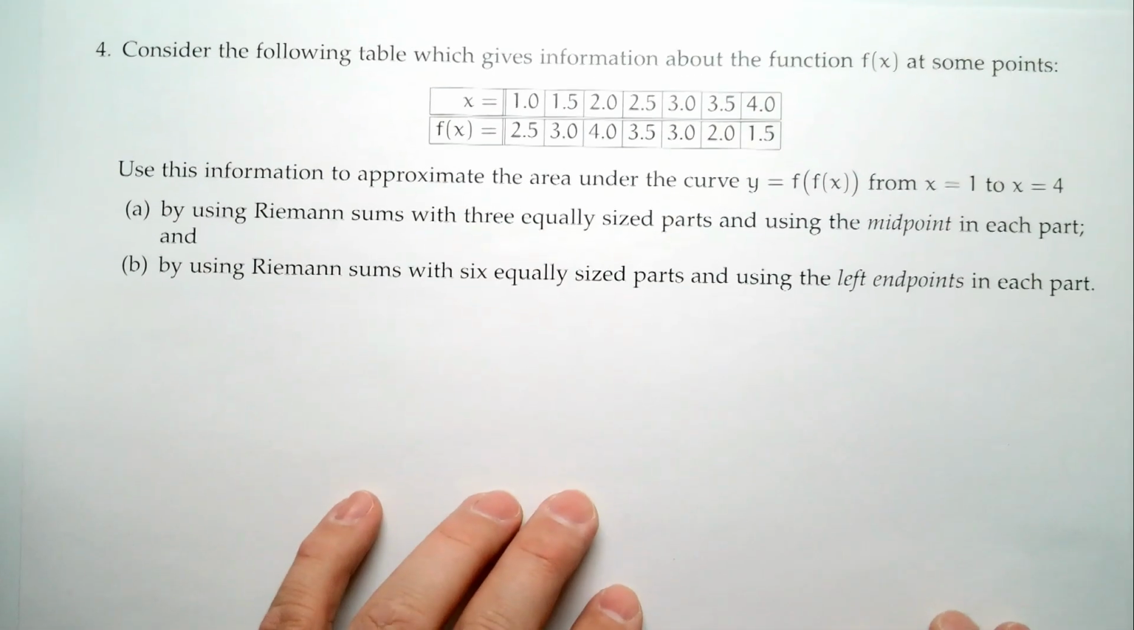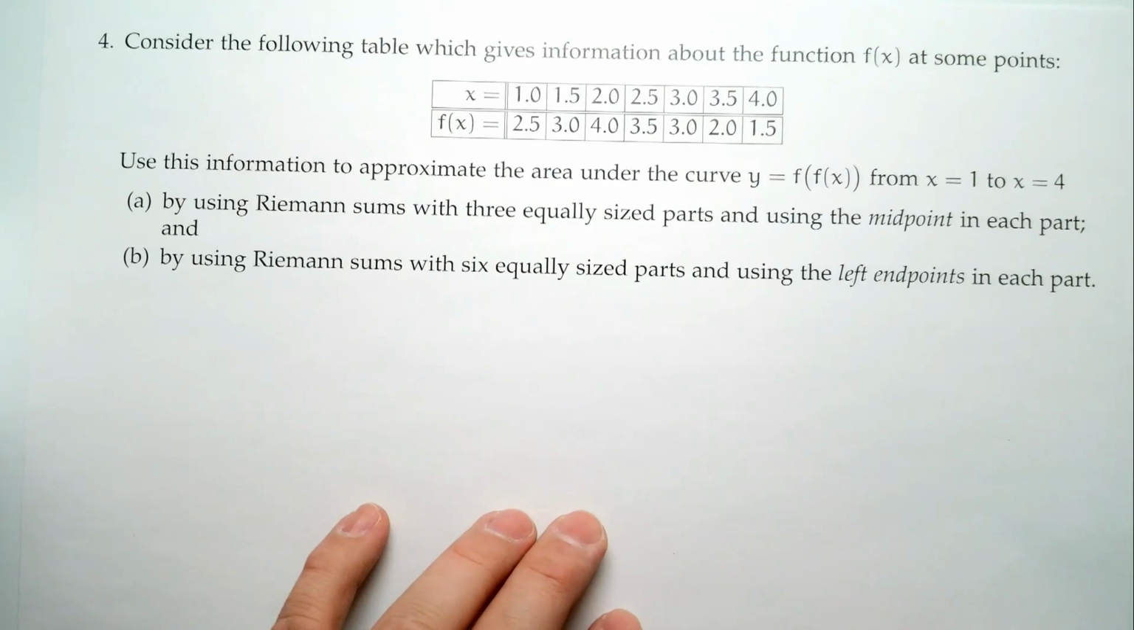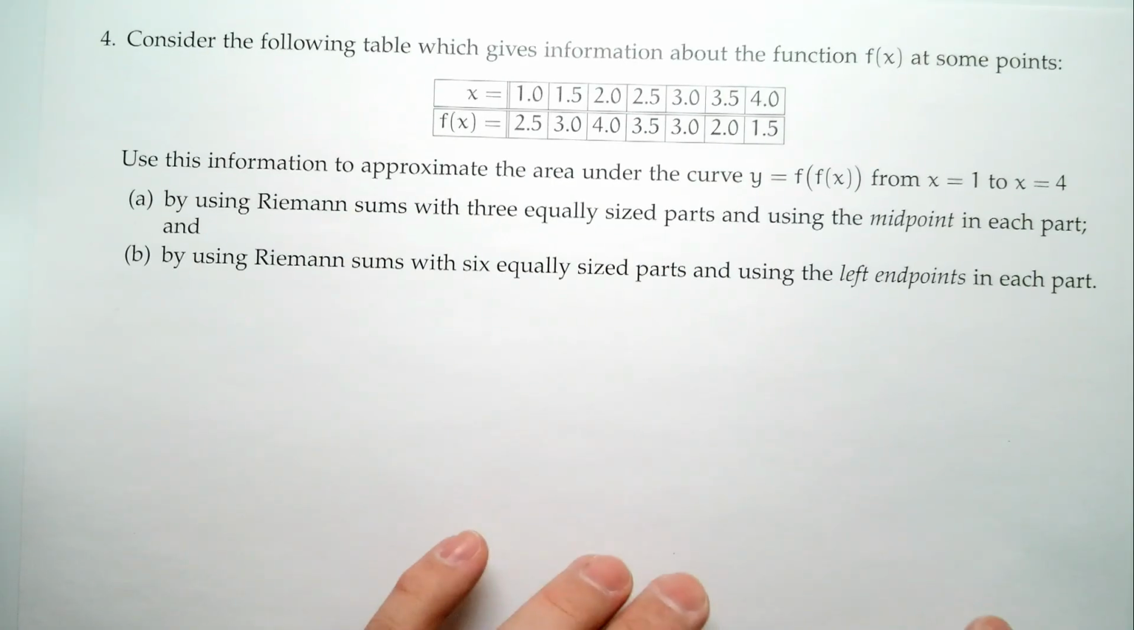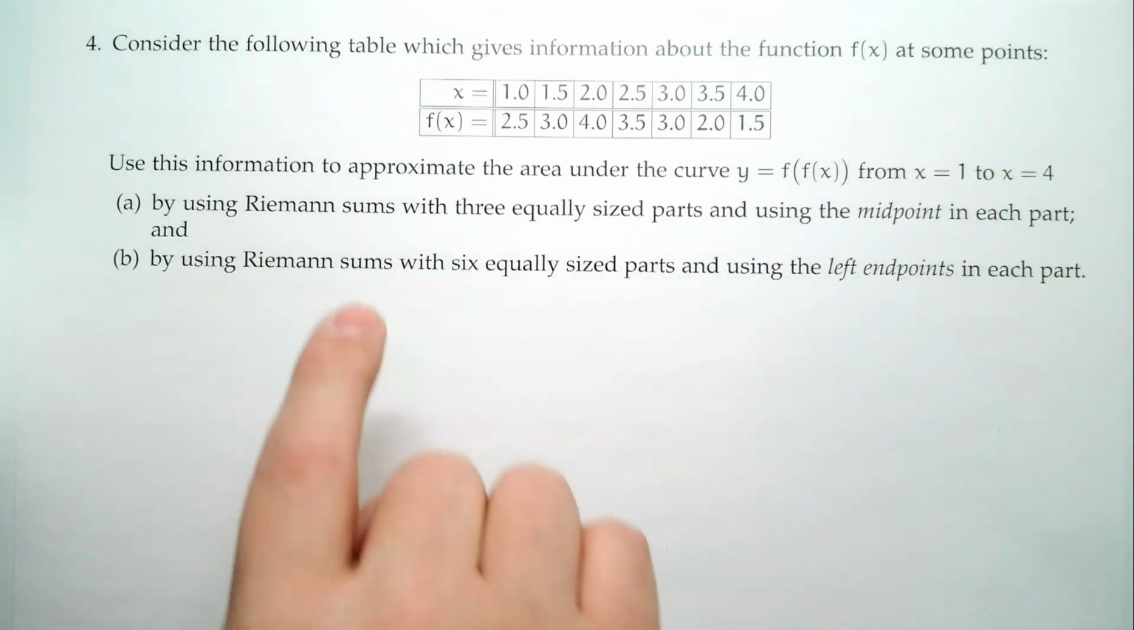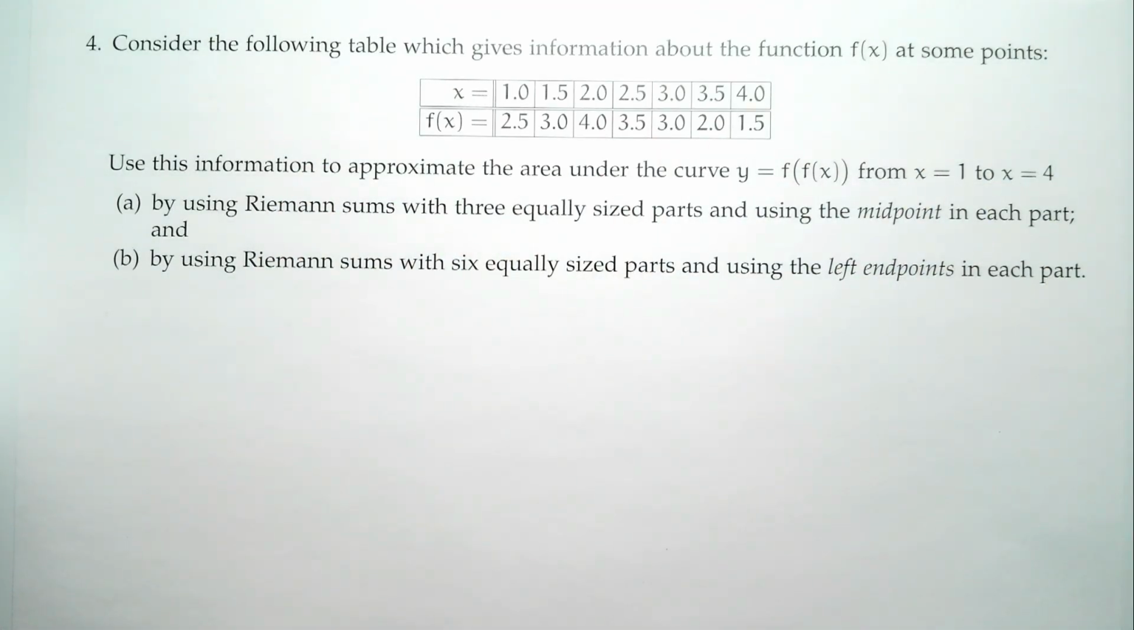Number 4. Consider the following table, which gives information about the function f of x at some points. So here's x, and here's f of x at various locations. And we want to use this information to approximate the area under the curve y equals f of x from x equals 1 to x equals 4. And we're going to do it twice.